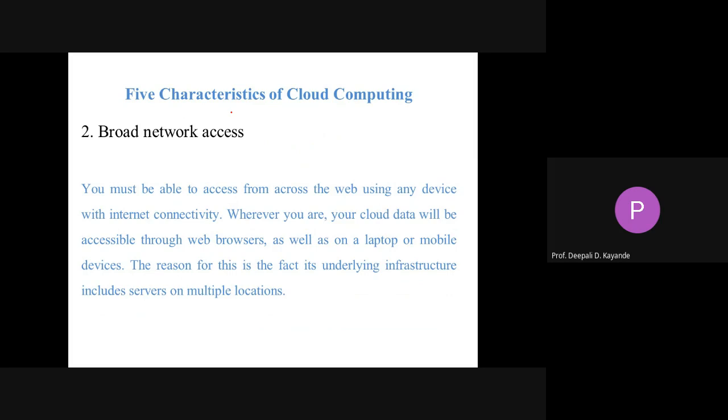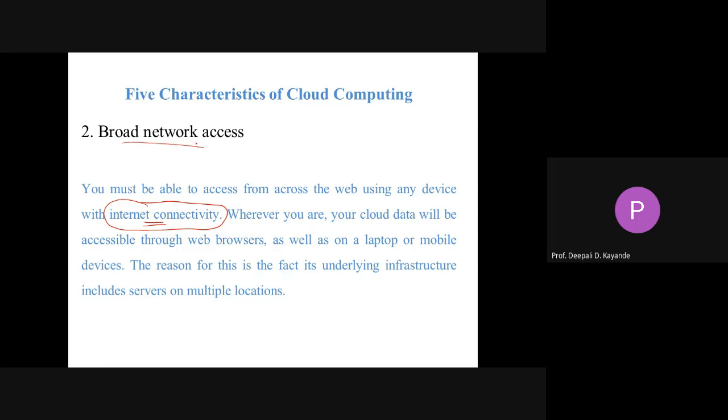Second characteristic is broad network access. Okay, so the very important thing is internet connectivity. That is the crux and the heart and soul of your cloud computing. If there is no internet, nothing will happen, you won't be able to do anything, okay? So wherever you are, your cloud data should be connected and it can be browsed or accessed only if you have a correct or stable internet connectivity, okay? So that is why the second characteristic is broad network access.